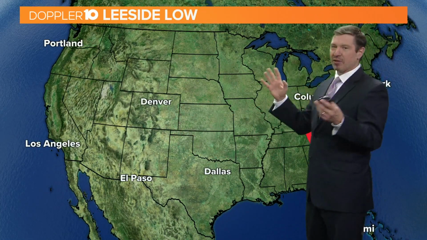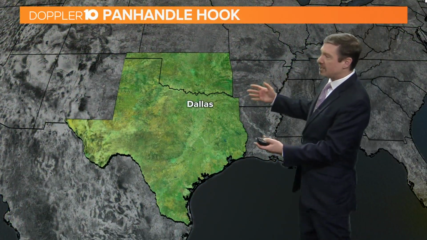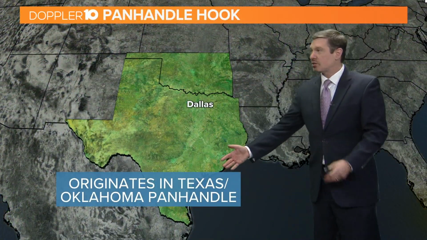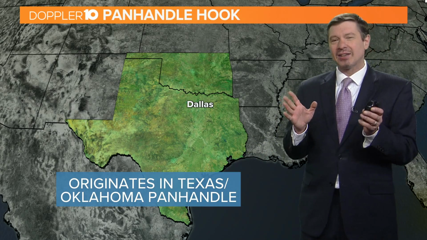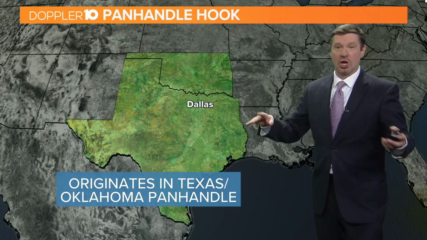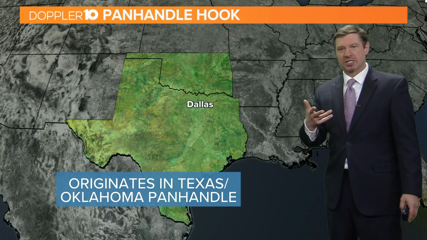We've got different names for them, though. You can have a Colorado low, which is just an area of low pressure that originates really near Colorado. You can also have a panhandle hook or a Texas panhandle low, which originates basically over the Texas or Oklahoma panhandle. We see a lot of these, and they can bring lots of snow. They move over and interact with the moisture. They can bring some heavy snows, but they can also bring some heavy rains.